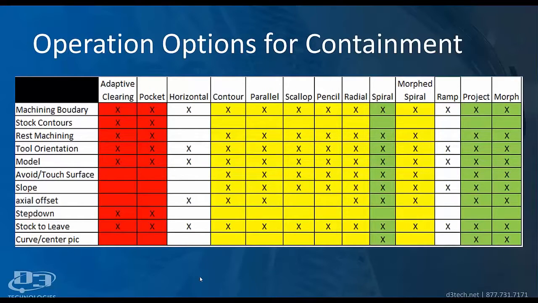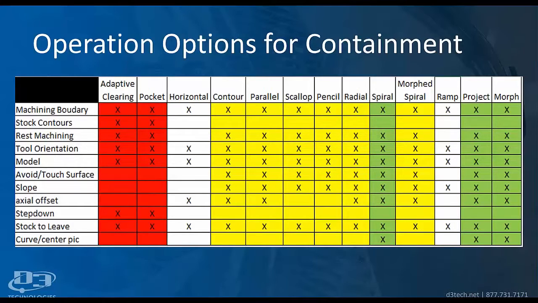All right, so operation options for tool containment. Don't be too overwhelmed by this chart. There's a lot going on here, but on the top you have all the different 3D operations, and on the left side we have most of the geometry selection options that are found in any of those toolpaths, along with I've added step down and axial offset.